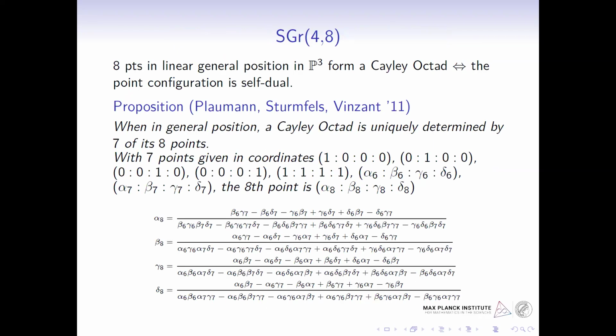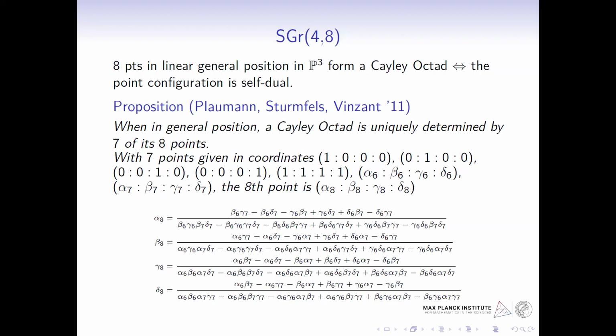But we can take a step back, look at the classical picture, and see if maybe there is a way to understand this tropical variety. Okay, so we recall that 8 points in P3 are self-dual whenever they form a Cayley octet. A Cayley octet was introduced in the paper of Plowman, Sturmfels, and Vincent. It's shown that the Cayley octet is already uniquely determined by 7 of its points.